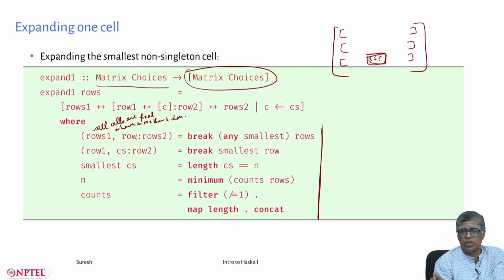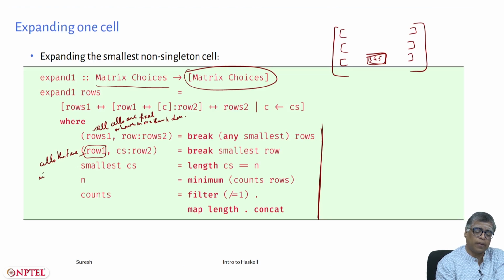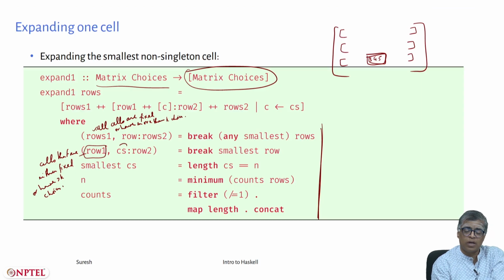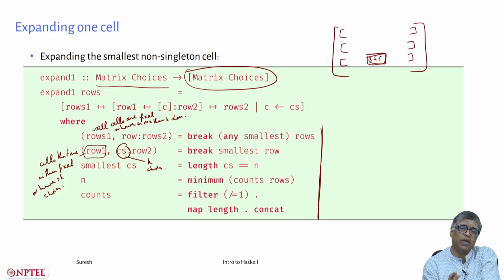Row 2 is the rest of the rows, and inside the row these are all the cells that have either fixed or more than k choices, and this is the cell which has k choices, and row 2 is the rest of the row. So this is my structure.